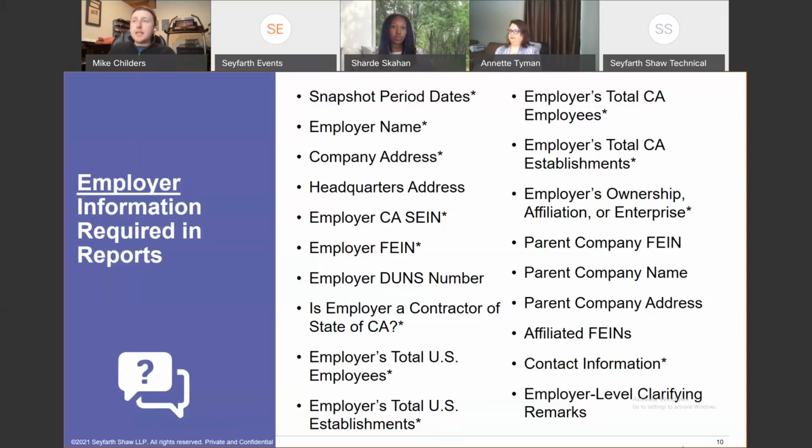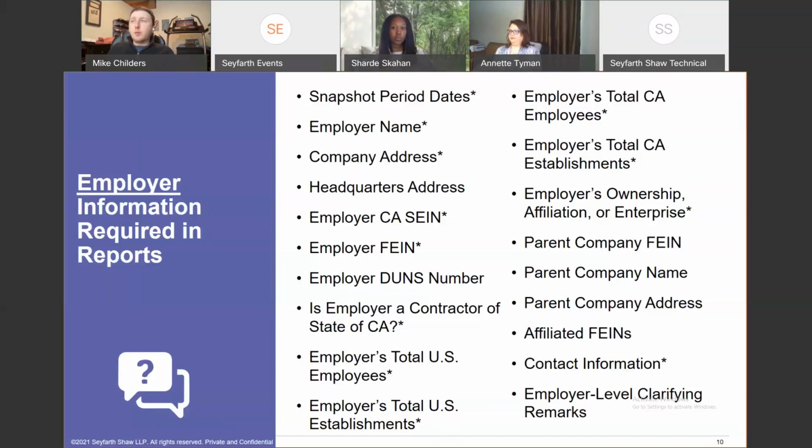A lot of these employer-related information data fields are very similar to what you've been providing on the EEO-1 report. You'll notice snapshot period dates, and information about the location. But there are a couple of these that are new and that might take you some time to track down. As with the consistent theme of this webinar, we advise you to get working on this sooner rather than later.